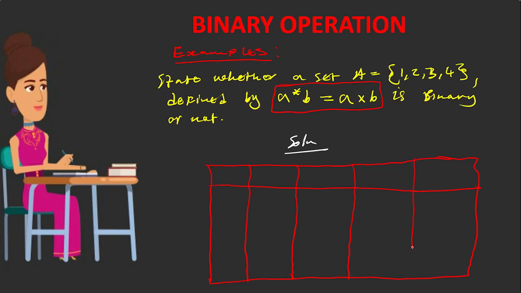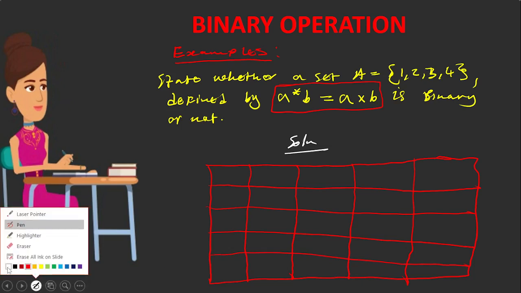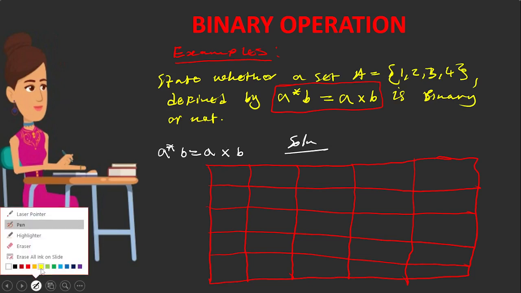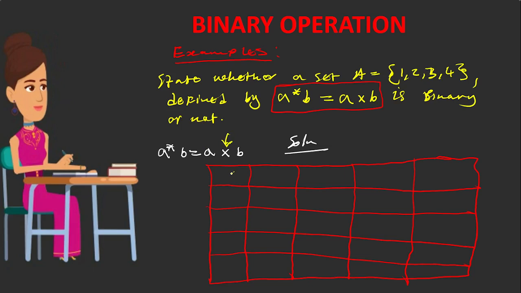So you draw that, and then here you can also make four of them. I will show you why I'm making this table and what you are supposed to indicate in it. Since the binary operation A star B is equal to A multiplied by B, the multiplication is what is in between those two, and that multiplication is what you are going to put there.